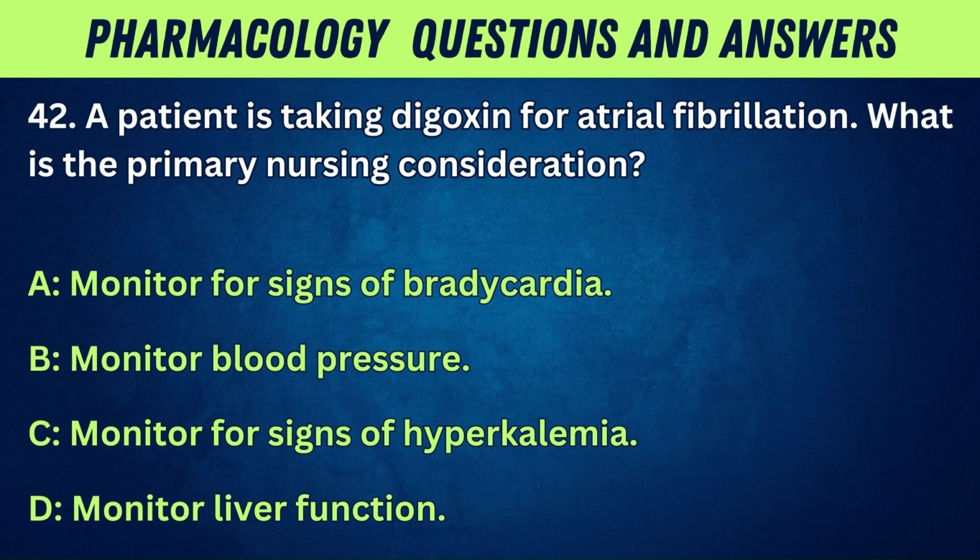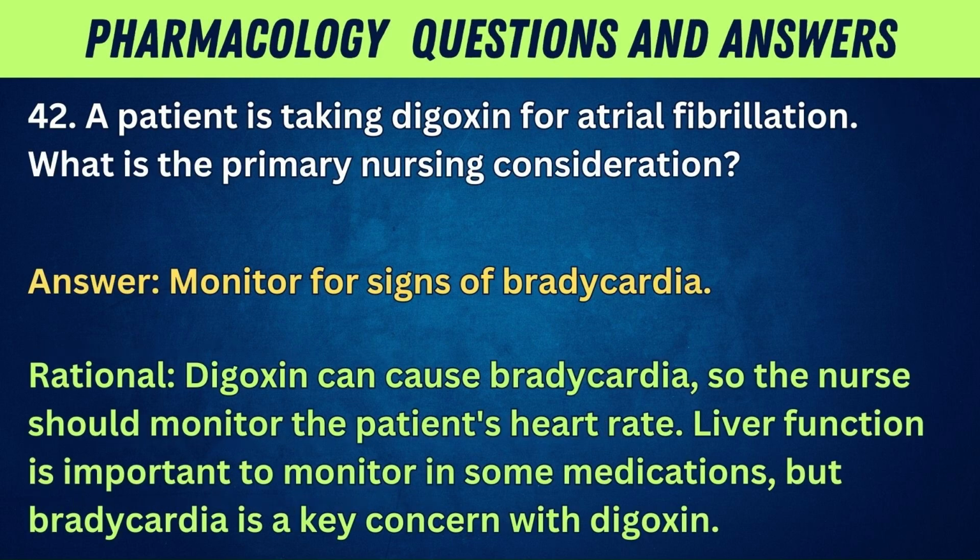42. A patient is taking digoxin for atrial fibrillation. What is the primary nursing consideration? A. Monitor for signs of bradycardia. B. Monitor blood pressure. C. Monitor for signs of hyperkalemia. D. Monitor liver function. Answer: monitor for signs of bradycardia. Rationale: digoxin can cause bradycardia, so the nurse should monitor the patient's heart rate. Liver function is important to monitor in some medications, but bradycardia is a key concern with digoxin.